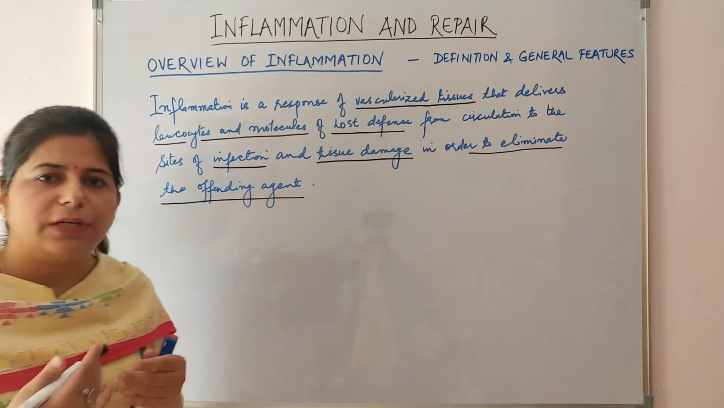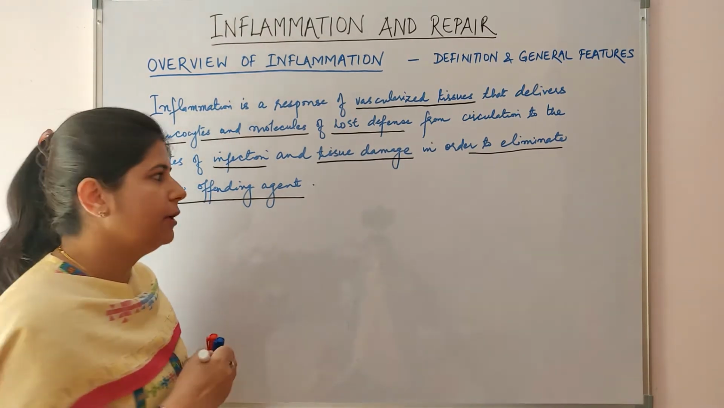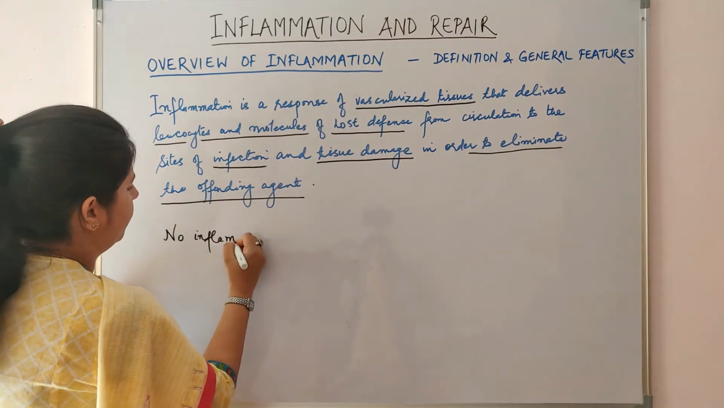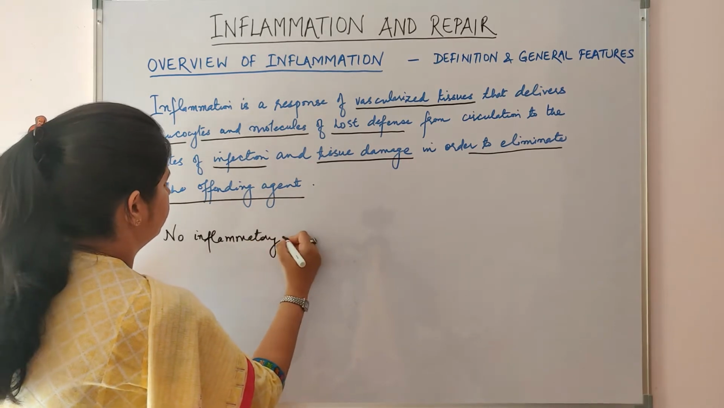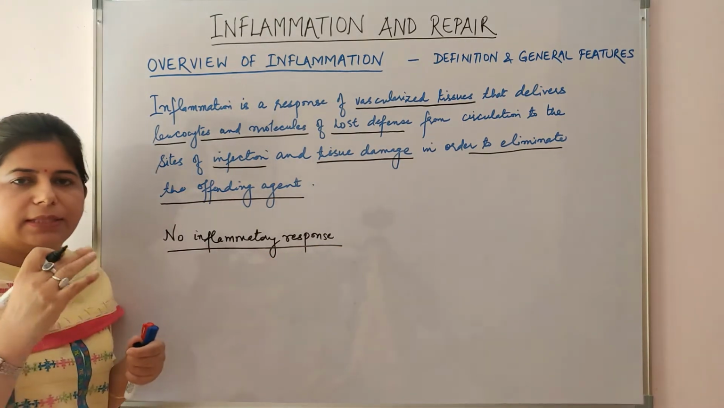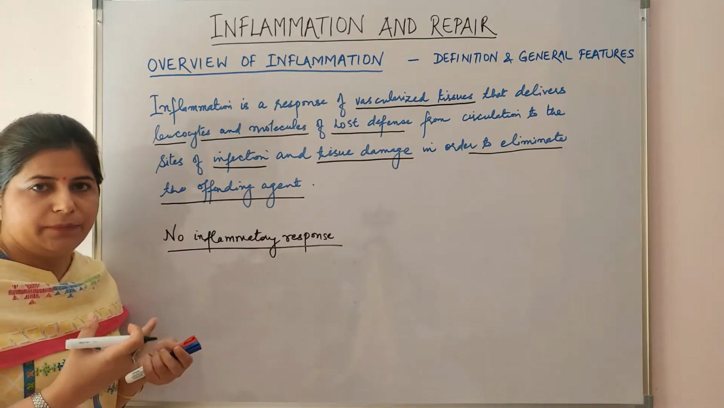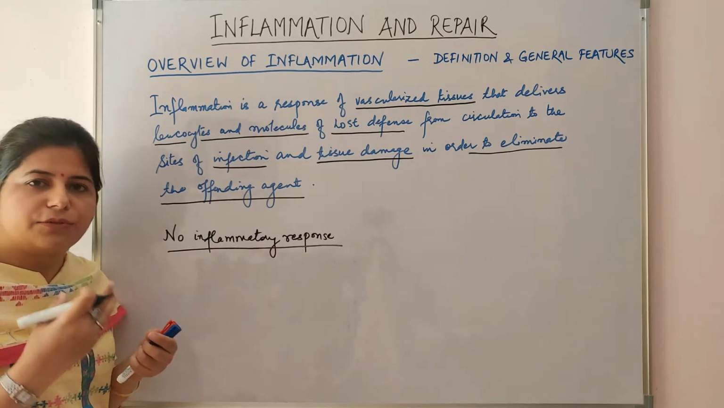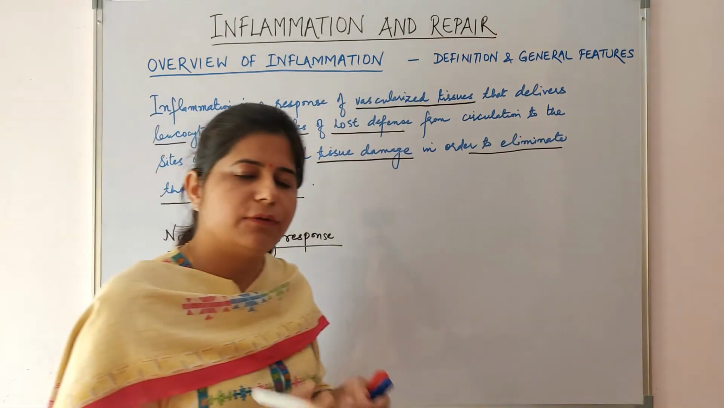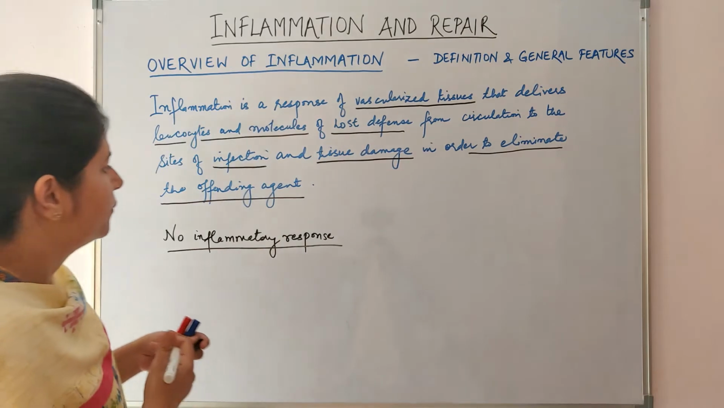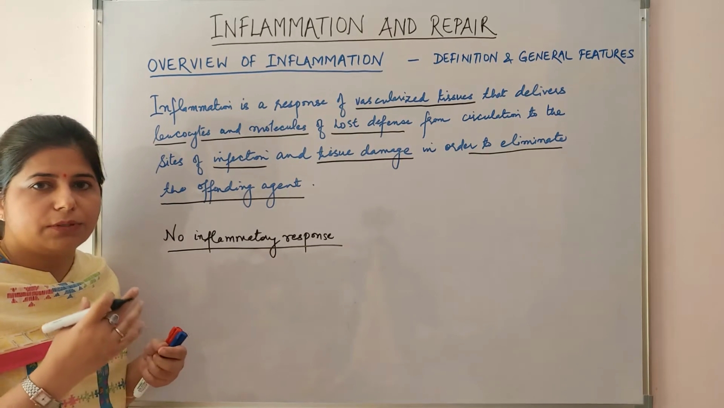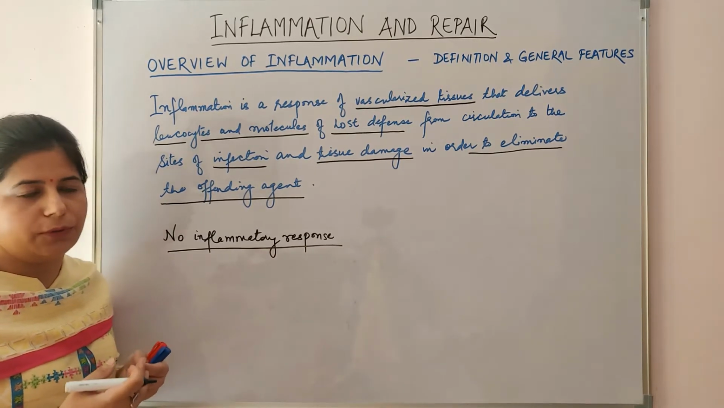So the host is able to remove the causes as well as the consequences of cell injury with the help of inflammation. So what will happen if the inflammatory response is not there? The infections will remain unchecked. The wounds or the damaged tissue will remain as such. They will remain as permanent festering sores. There will be no healing of the wounds. So by this we understand that inflammation is a beneficial, protective response for the host.